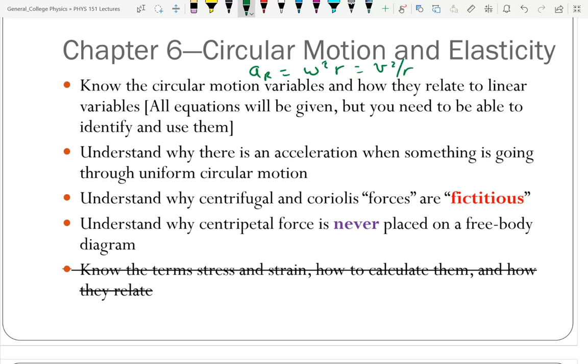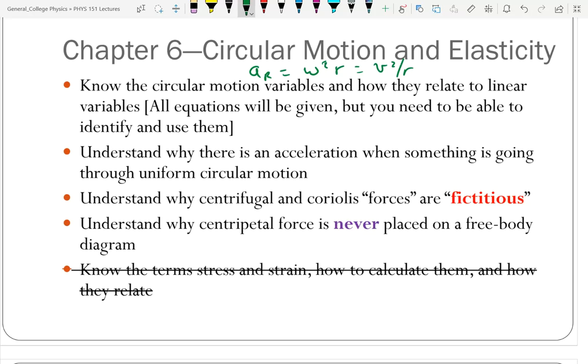Now remember I talked about in class on Friday. Centripetal force is the resultant. It's the sum of the forces toward the center. You never put the sum of the forces on your free body diagram. So your free body diagram should never ever have centripetal force marked on it because that's not a force acting on the object. It's the name we give to the sum of all the forces toward the center.